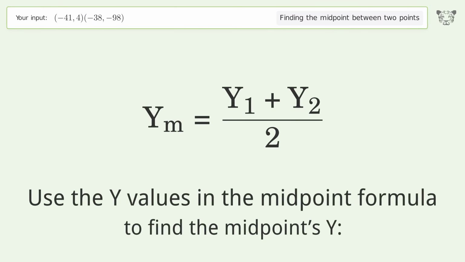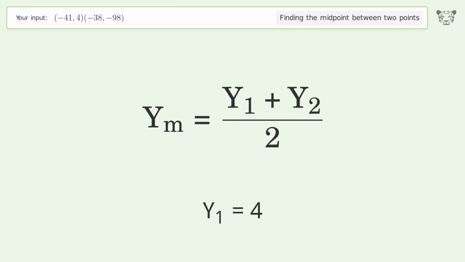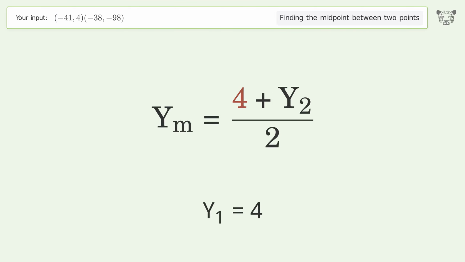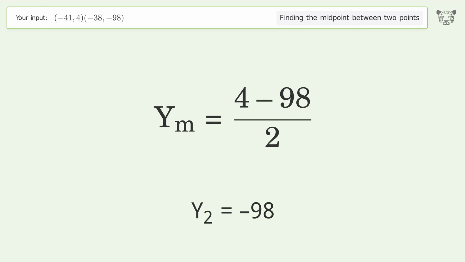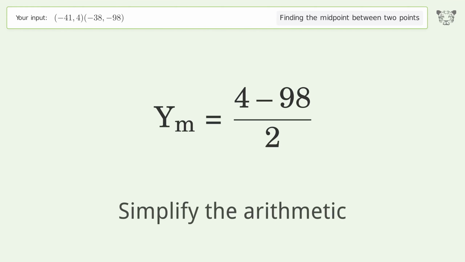Use the y values in the midpoint formula to find the midpoint's y. y1 equals 4. y2 equals negative 98. Simplify the arithmetic.